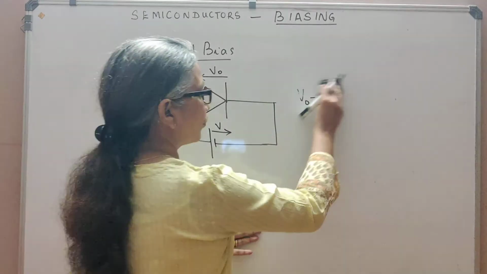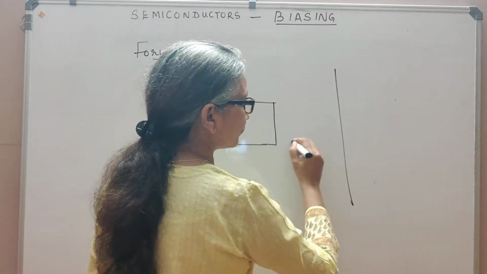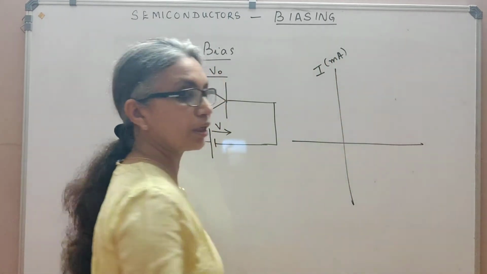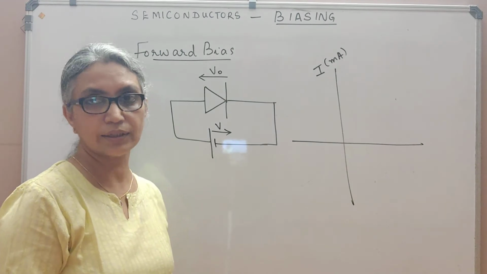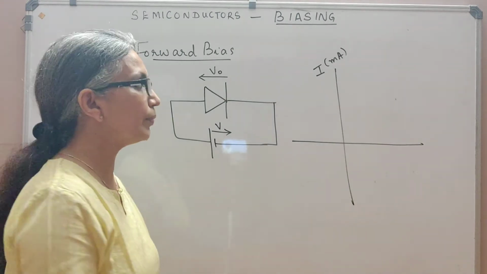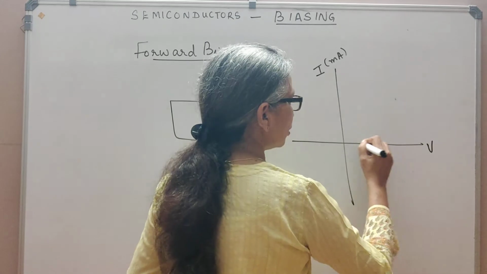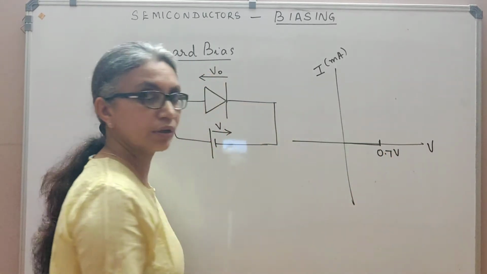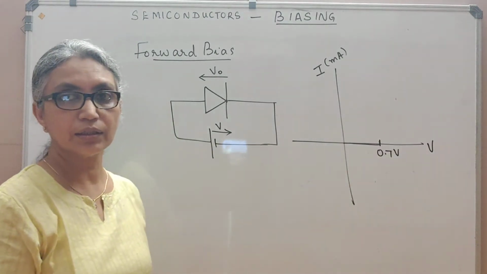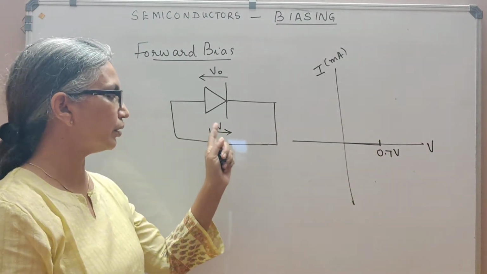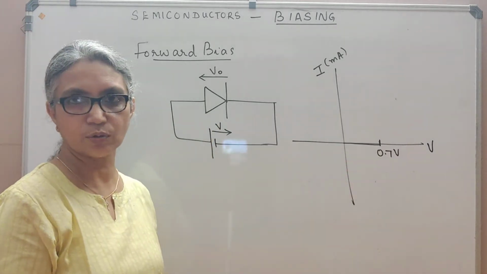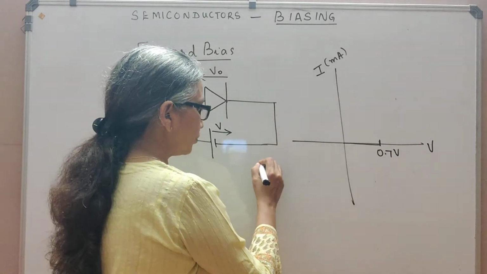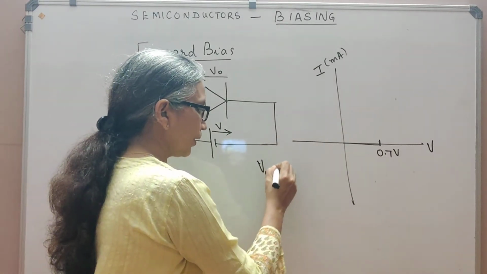So if you represent current here in milliamperes, because the diffusion current is due to majority carriers and will be a large value, and the voltage here you will see up to around 0.7 volt. That is for a silicon semiconductor, the potential barrier is around 0.7 volt. If it's germanium, it will be around 0.3. So the potential across the barrier is now V0 minus V.